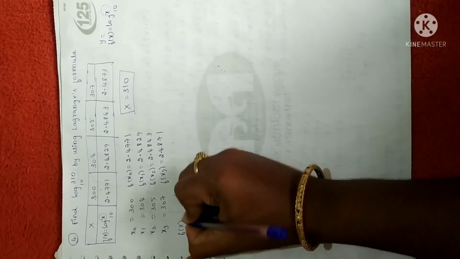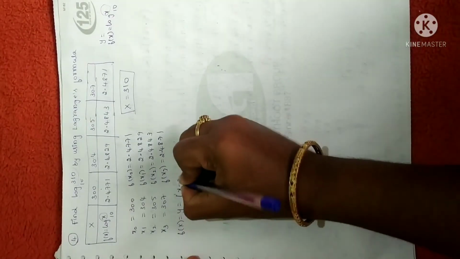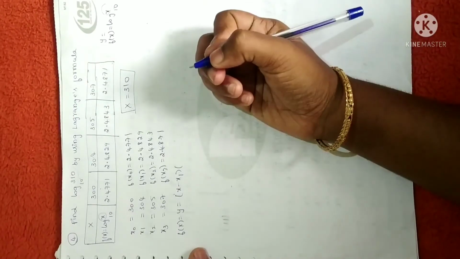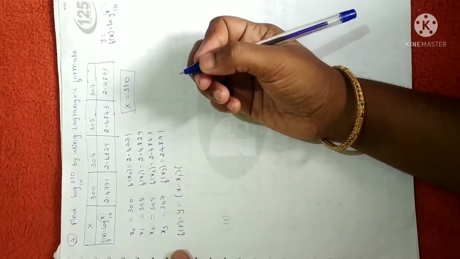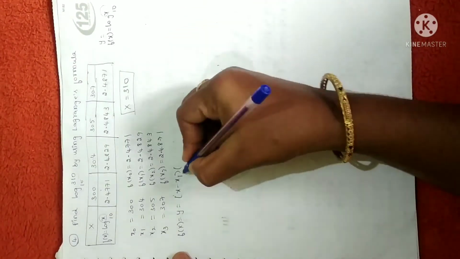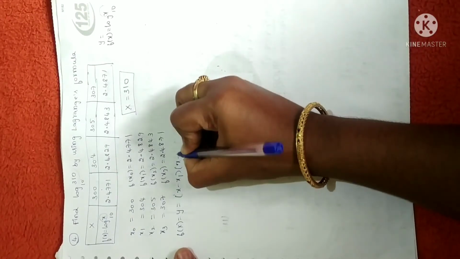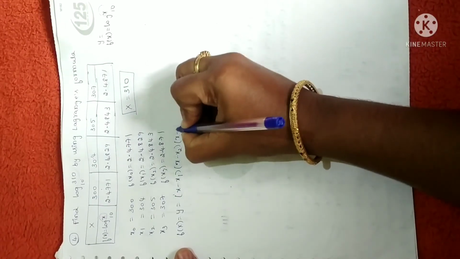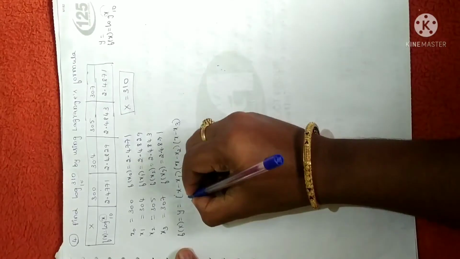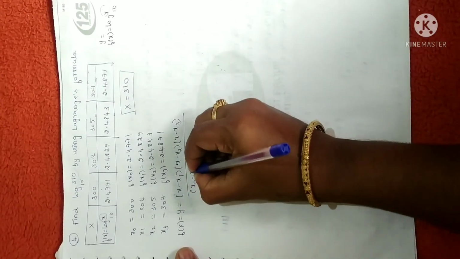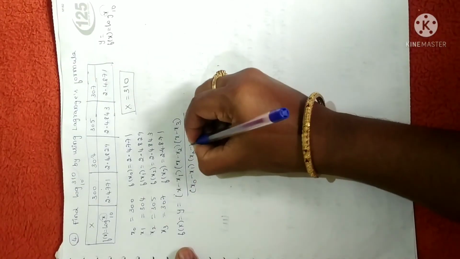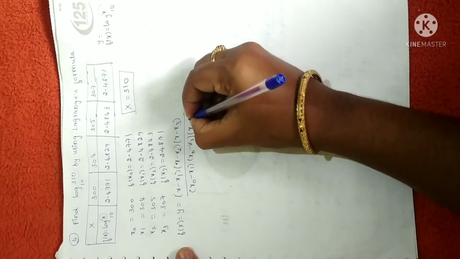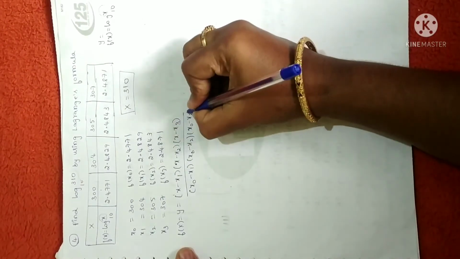f of x is equal to y is equal to (x minus x1)... As I already told you 4 to 5 times, you have to write the formula. It depends on you, you can remember it however you want. The only thing is you need to write the formula properly: (x0 minus x2)(x0 minus x3) into f of x0.